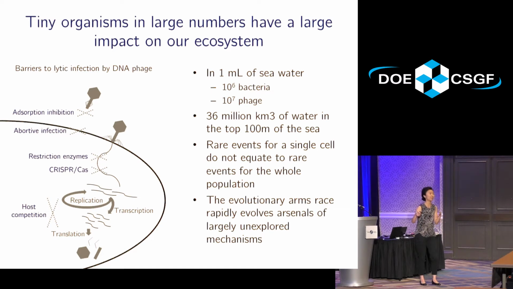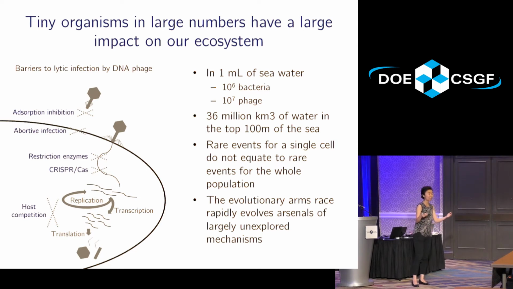So bacteriophage are viruses that infect bacteria, and why do we care about them? Why do we care about them in seawater? In 1 milliliter of seawater, that's about a thimbleful, we have about 1 million bacteria and 10 million phage. Considering that there are 36 million cubic kilometers of water in the top 100 meters of the sea, that's a lot of bacteria and a lot of phage. And so rare events for a single cell do not equate to rare events within a population.